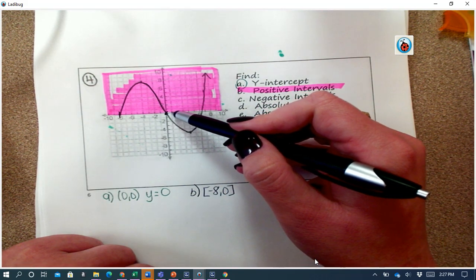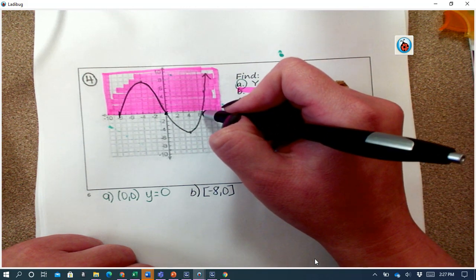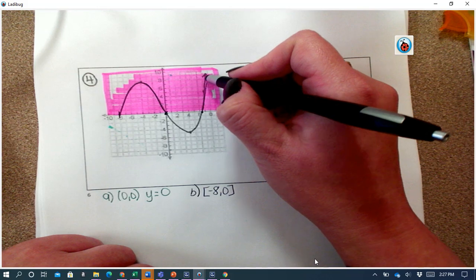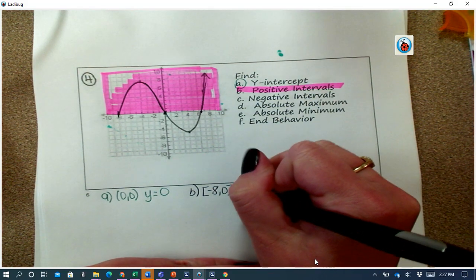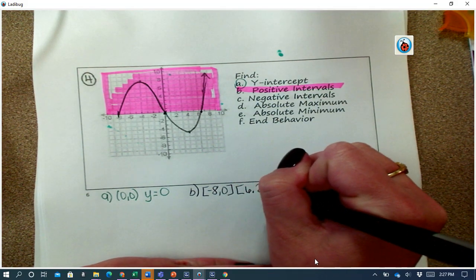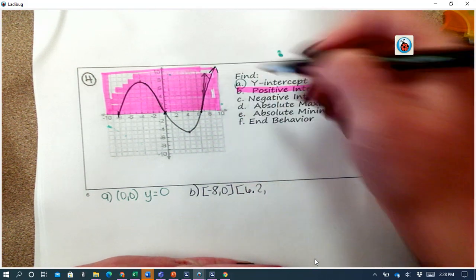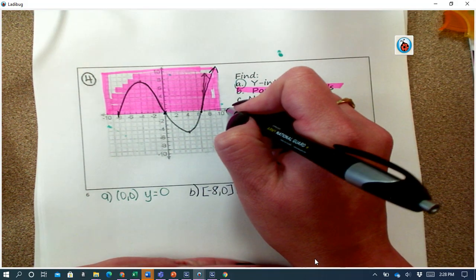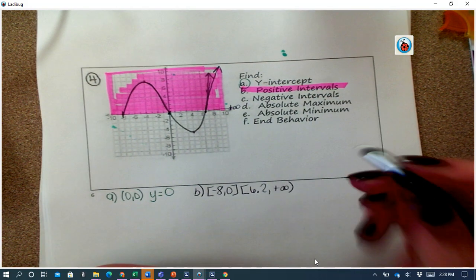Then nothing's positive for these x values. Then starting right here again, this section is positive. Since that does not cross at a whole number, you have to do a little bit of an estimation. I just went ahead and said that that was 6.2, comma. And since this graph keeps going forever, as it keeps going to the right, the x values are going towards positive infinity.